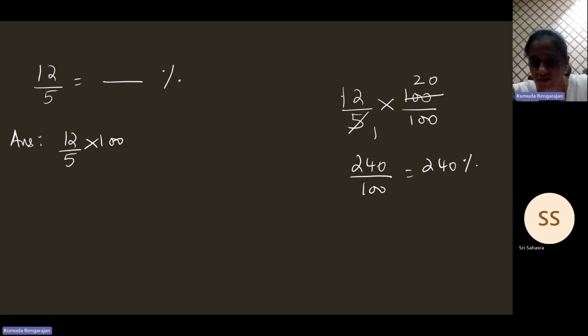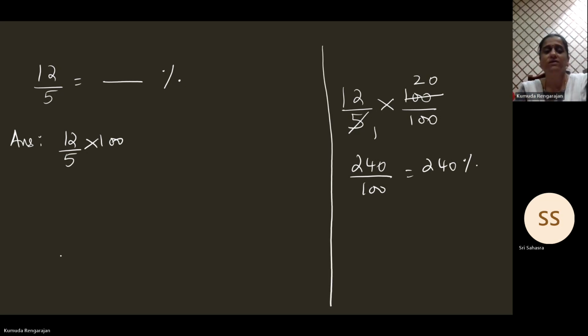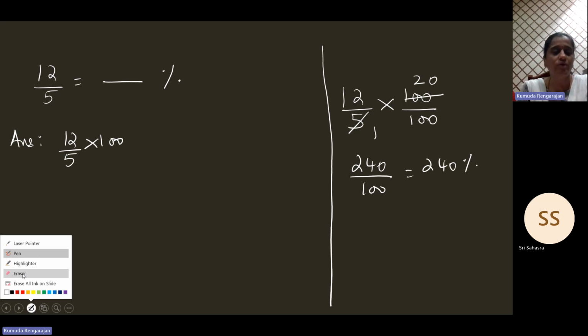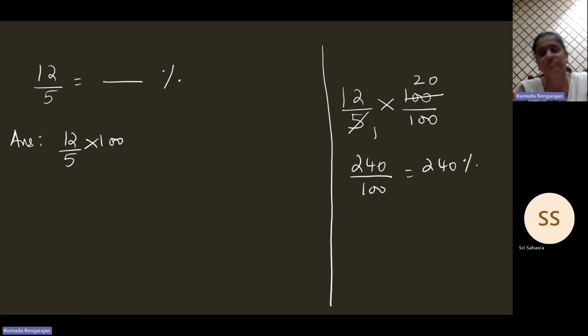Don't get confused. I'm just trying to explain. So instead of doing all this, what we do is we just multiply by 100 and see: 5 ones are 5, 20 times... and we put the percentage symbol. I'll just try once again.